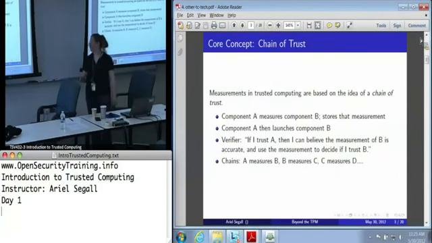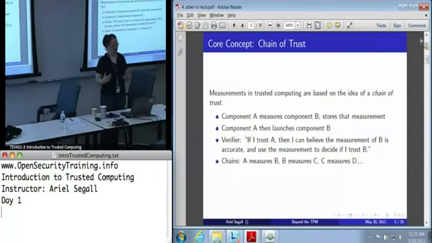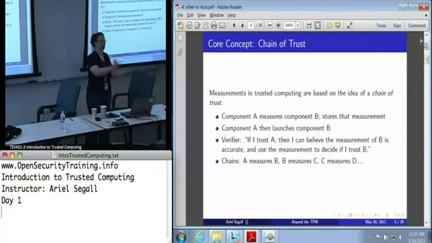So, the core concept that we're going to be building on with this whole root of trust for measurement thing is the idea of a chain of trust. The idea here is that I have some component A, which measures component B, and stores that measurement. Component A then hands off control to component B. Component B now says, all right, I can measure some component C and store that measurement, hands off control to C, C measures D, stores that measurement.